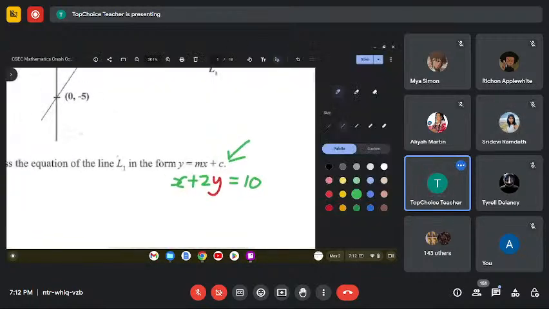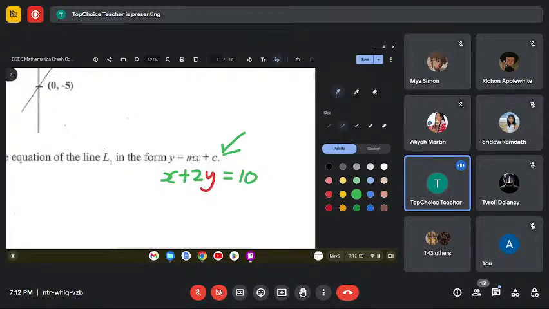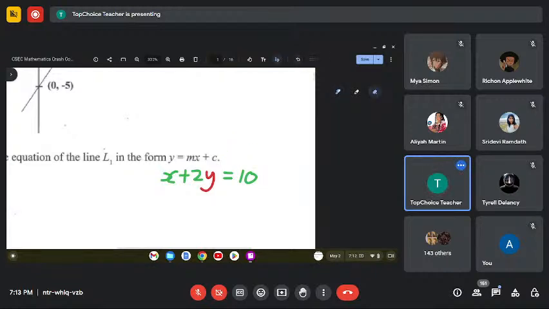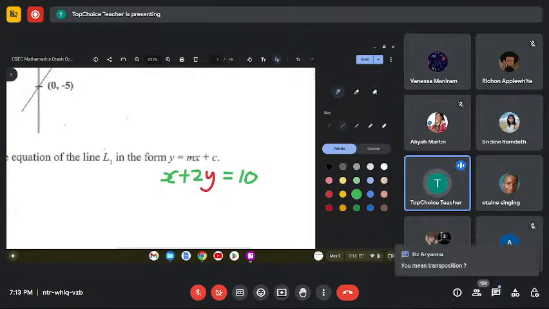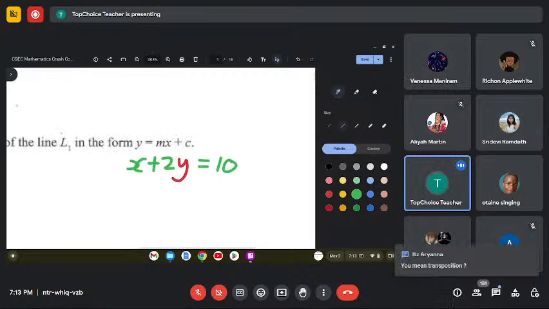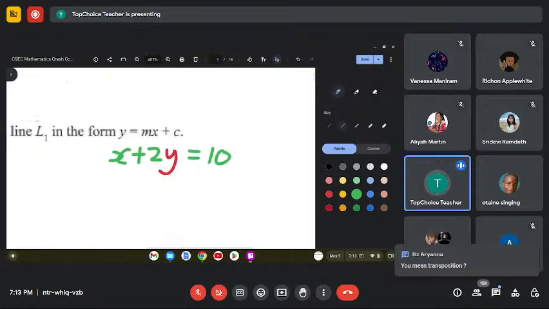So what I'm saying with this particular question is that in order to get it to look like this, we need to make y the subject of the formula. Do we agree with that? Yes, sir. So how do we make y the subject of this formula? We have to transpose the formula. We could do some rearranging.